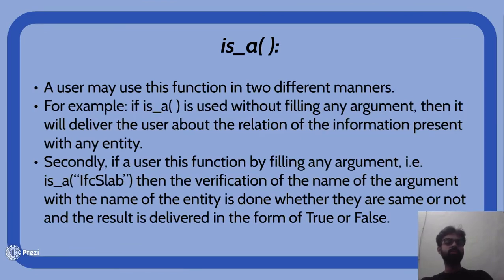The next is the is_a function. Here the user uses this function in two different manners. For example, it can be used without filling any argument, then it will deliver the user the relation of the information present with any entity. Secondly, if a user uses this function by filling an argument, that is IFC slab, then a verification of the name of the argument with the name of the entity is done, whether they are the same or not, and the result is delivered in the form of true or false. So these are the basic two things we use in the program.